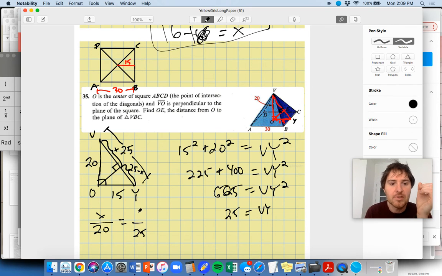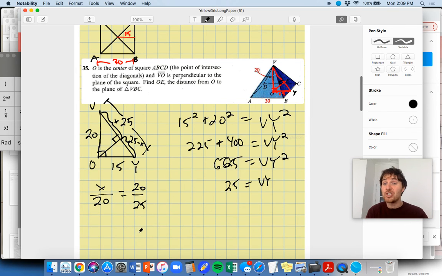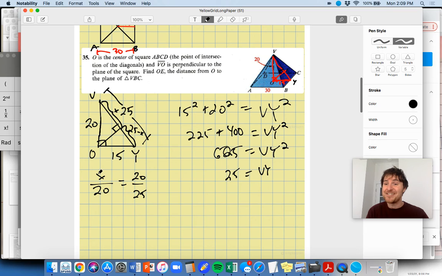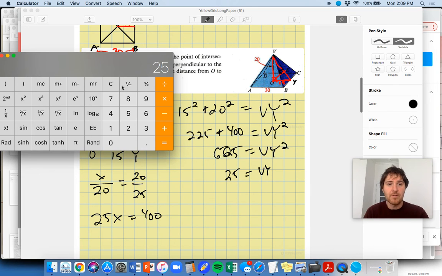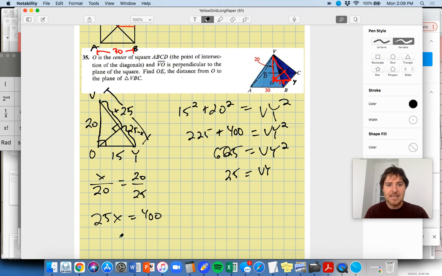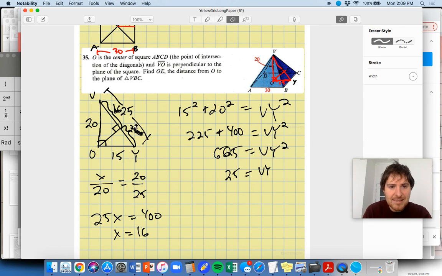Section 6.1. So 20 is the geometric mean. This is a 4 to 5 ratio of 20, so I know that's going to be 16. That's a quick shortcut, but I can also cross multiply and solve it: 25x equals 400, and 400 divided by 25 equals 16. So this is 16 here, and then this is 25 minus 16, which is 9.